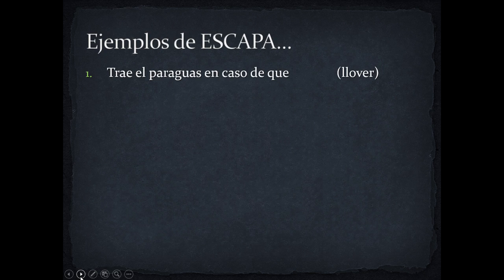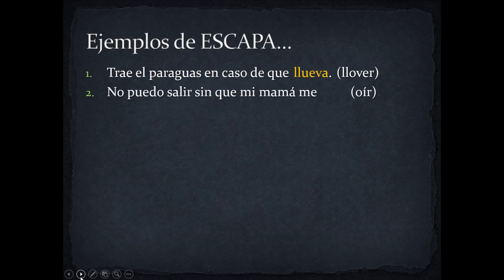So this verb, the E, of course, would change to the opposite vowel, which is an A. So we would have as an answer, llueva. Trae el paraguas en caso de que llueva. Bring the umbrella in case it rains.